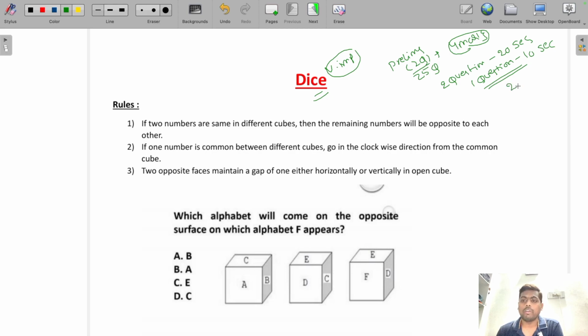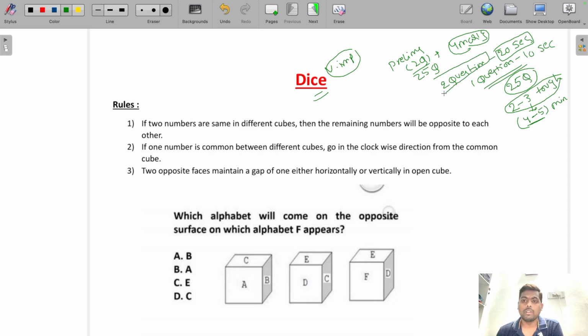Out of 25 questions you will definitely get 2 to 3 tough questions in reasoning. You have to spend at least 4 to 5 minutes on these questions. In order to get 4 to 5 minutes, you have to spend less time on other topics. That's why you have to spend only 20 seconds on these two questions.